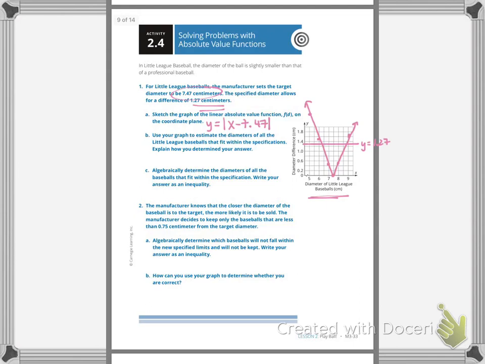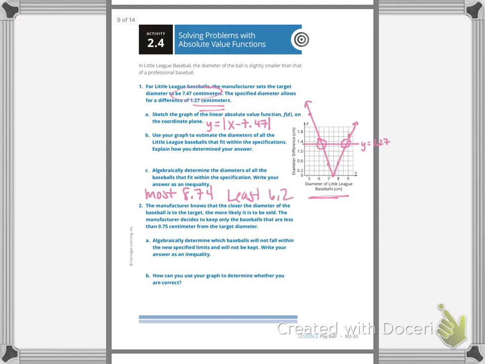Okay, so if we were trying to figure out the biggest and smallest, I could add that 1.27 or subtract that 1.27, or I could see where those two points hit. So if I take 7.47 and I add 1.27, the most we can go is 8.74. And then if I subtract it, the least we can go is 6.2.